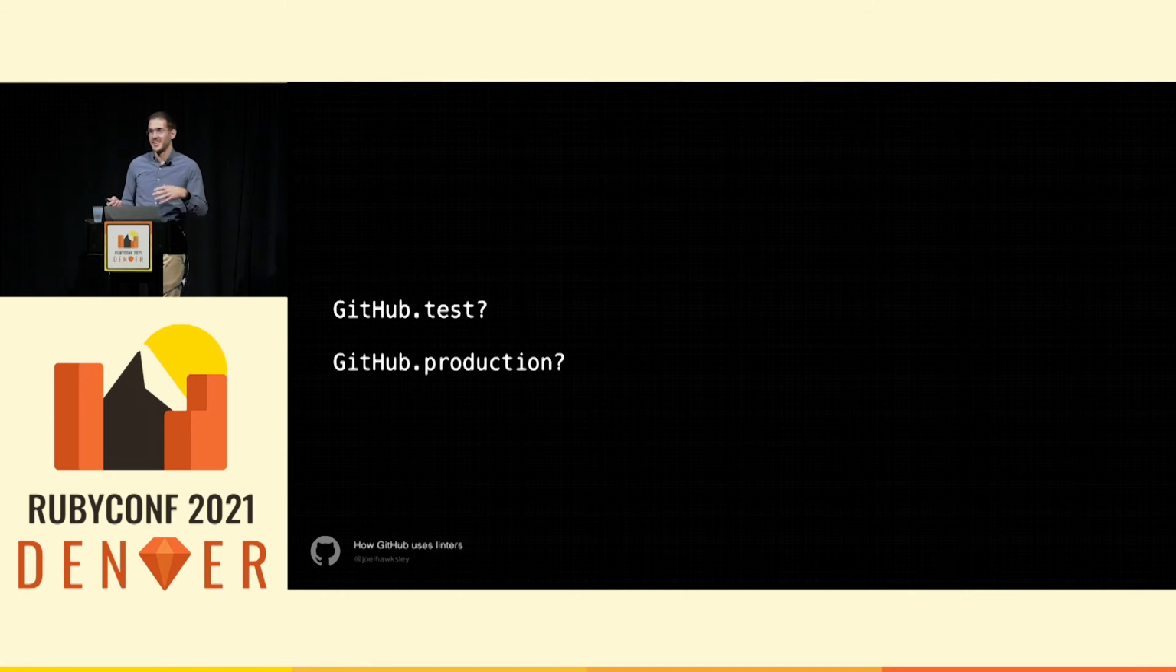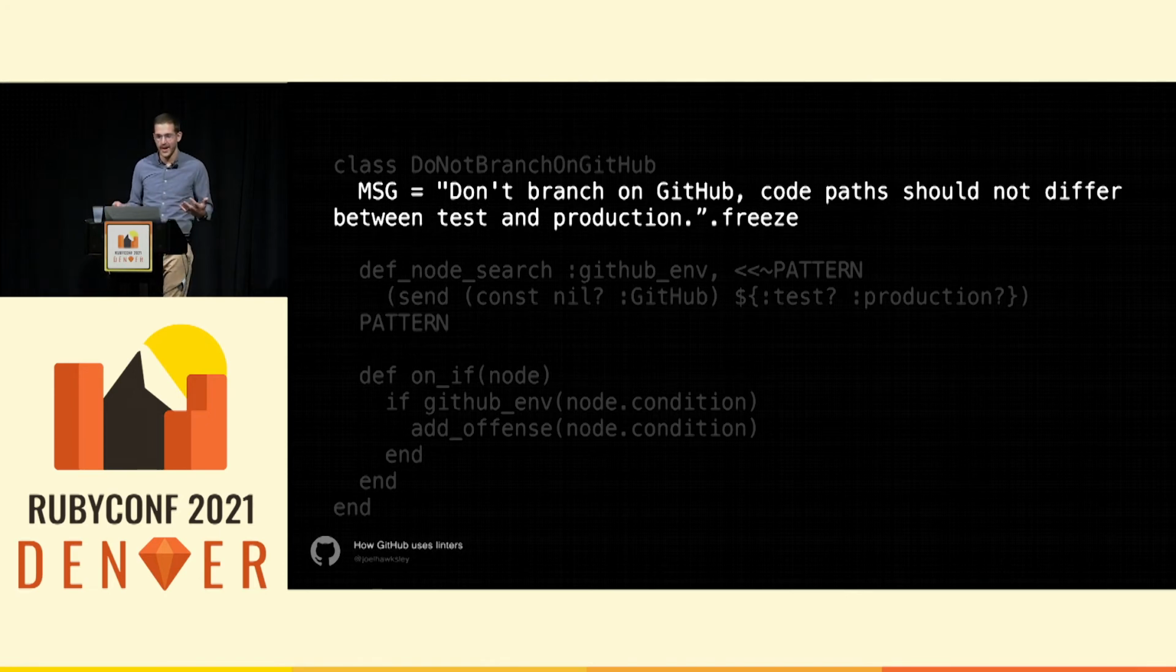As you might imagine, this can be incredibly problematic because if you have code that only runs in production, how are you ever going to know if it actually works or not until you ship it? It's really risky. So we started by writing a message that says, don't do this. Don't branch on that GitHub constant. Your code paths should not differ between test and production environments.